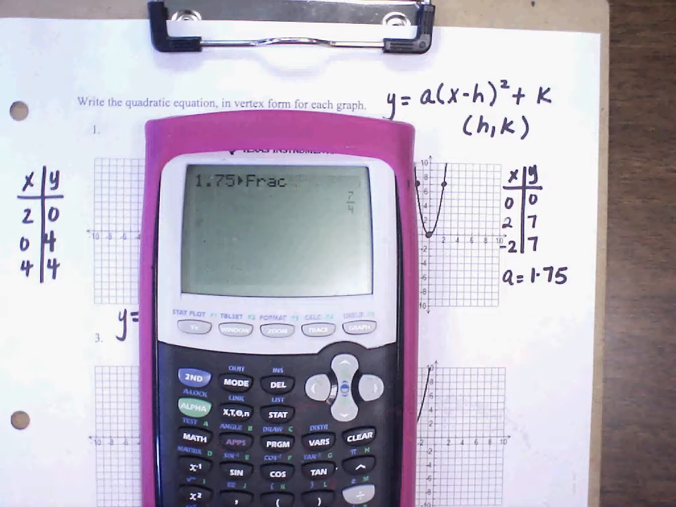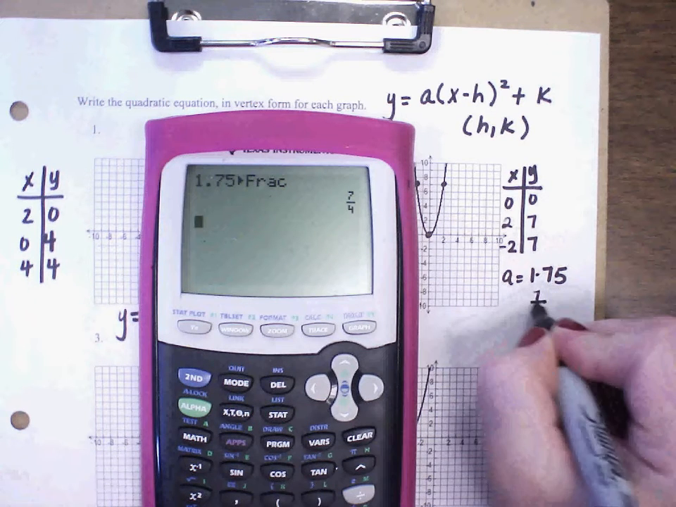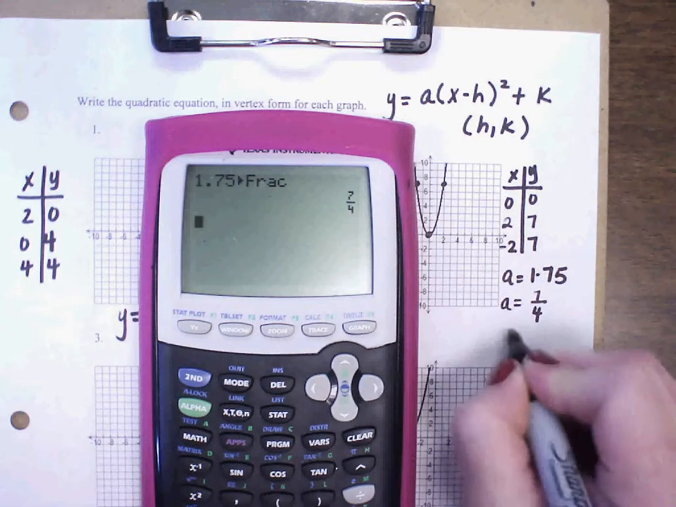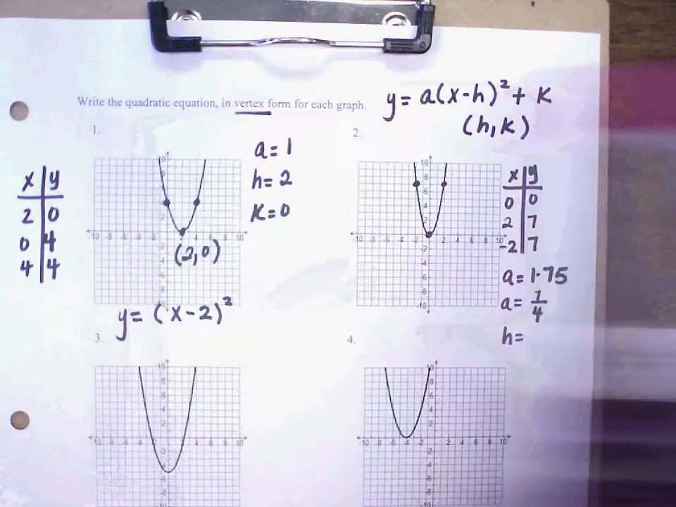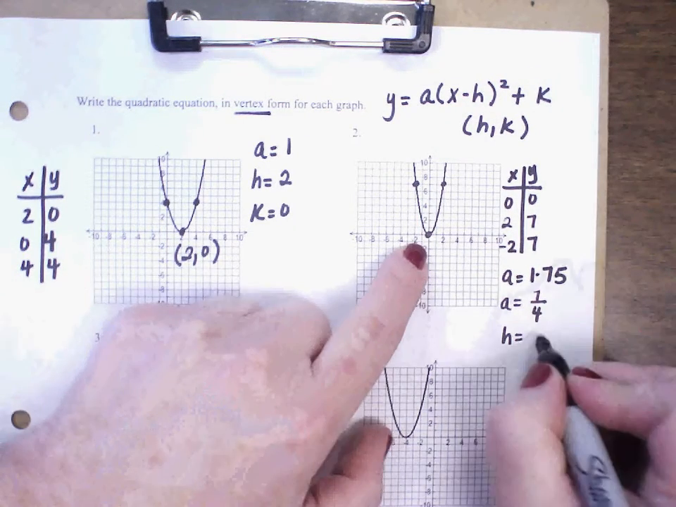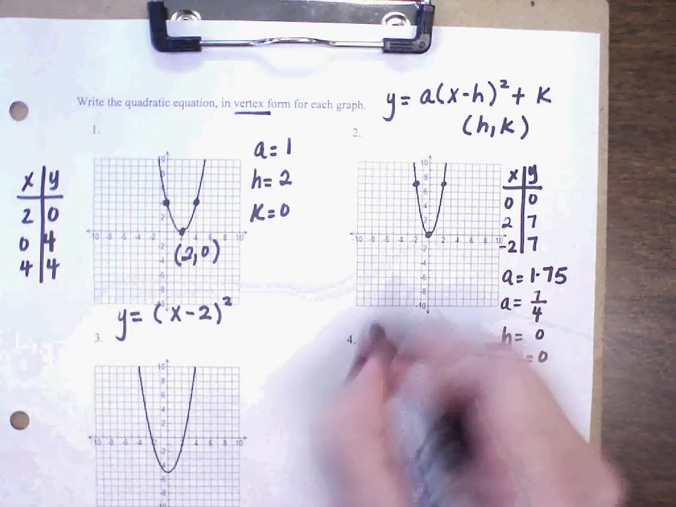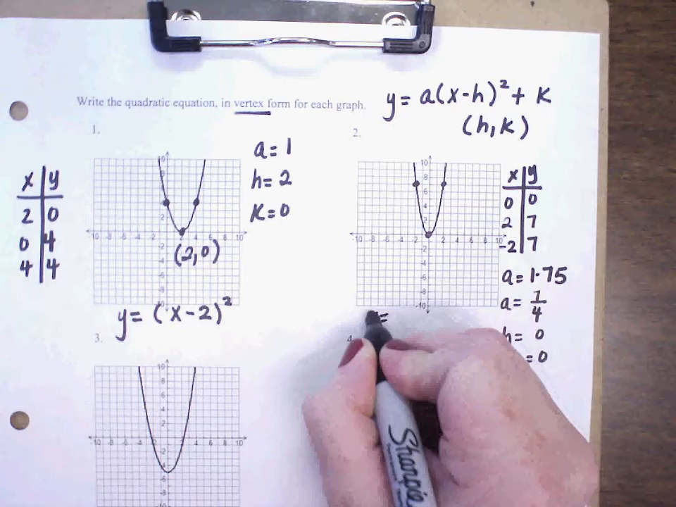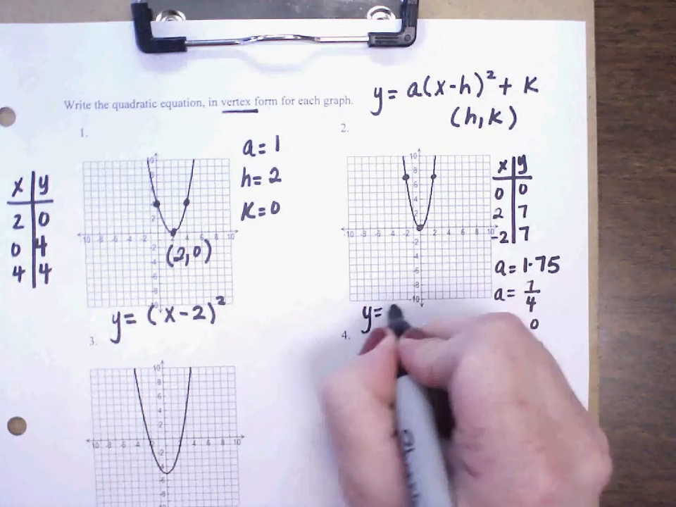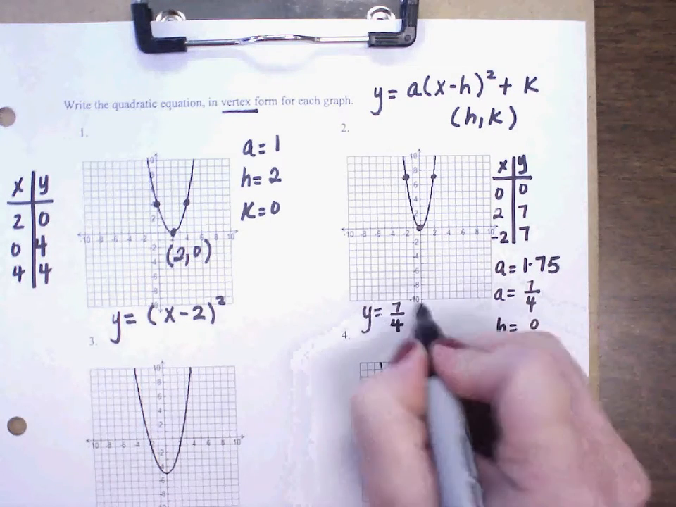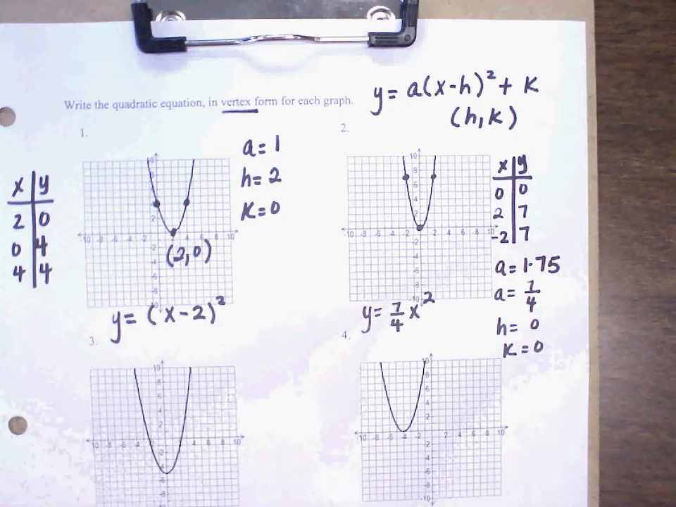Alright, I'm going to change that to a fraction. I just like it in fractions. You're not going to see them as decimals on the test. So let's change that 1.75 to a fraction. That will be 7 over 4. That's my A. What's my H? 0. And what's my K?